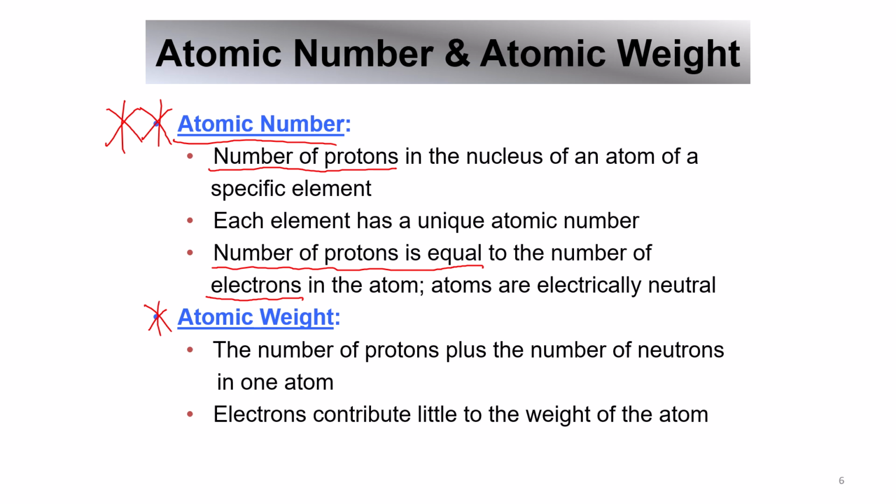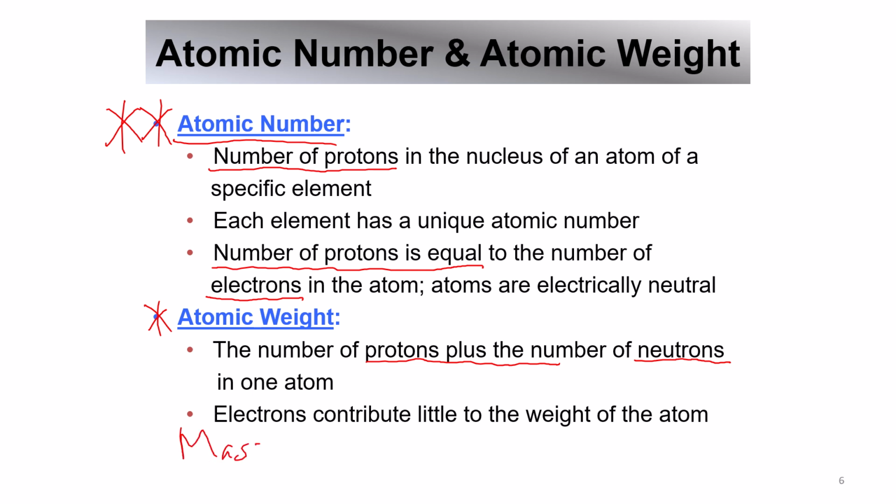Atomic weight refers to the number of protons plus the number of neutrons. Each proton and neutron has a weight of 1 atomic mass unit. When you add these, you get the total atomic mass unit. Electrons still have some weight, but they contribute very little to the weight of the atom. But atomic weight is when you add all the protons, neutrons, and electrons' weight.